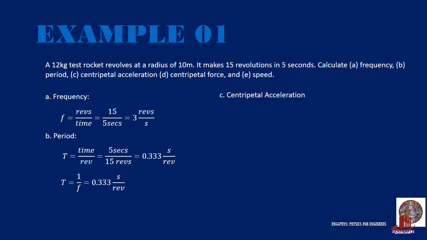Initially, centripetal acceleration is given as a sub c is equal to v squared all over r, but the problem has not disclosed velocity. Thus, we can use the second formula as a function of period, that would be 4 pi squared r all over T squared as a sub c. By placing the digits, we would have 4 pi squared times 10 all over 0.333 squared is equal to 3560.174 meters per second squared.